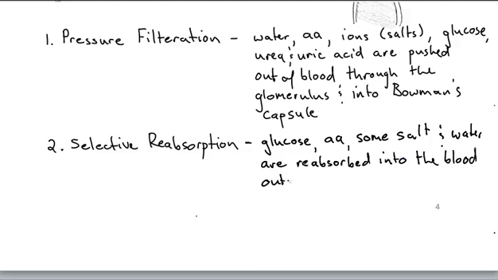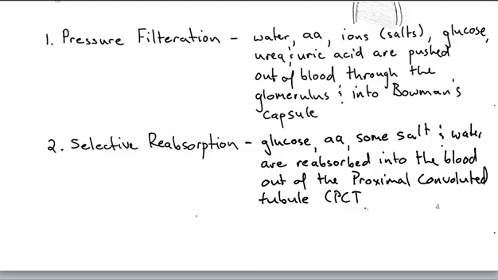out of the proximal convoluted tubule, the PCT. Now in this region, the cells lining this region, the cells have many mitochondria for active transport, because they're actually actively reabsorbing these things.